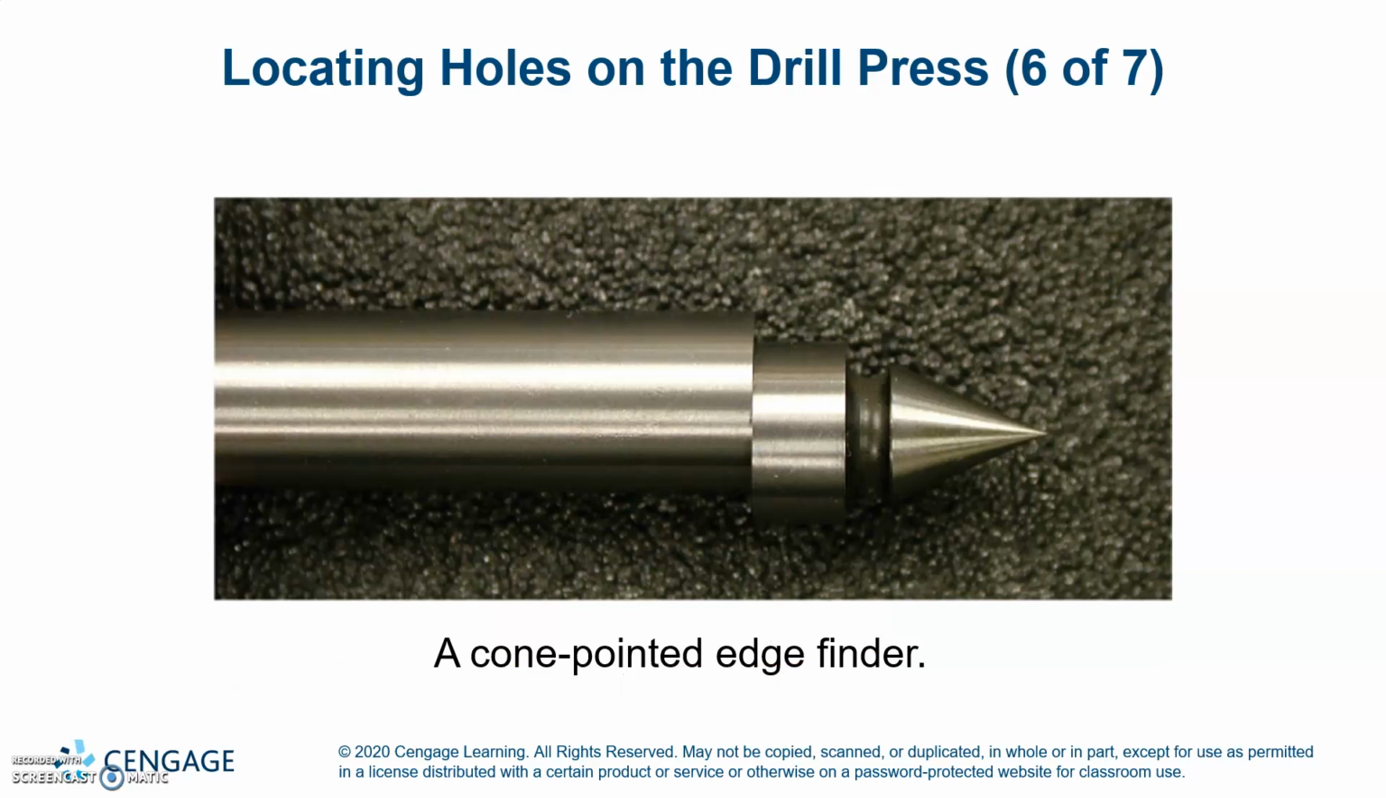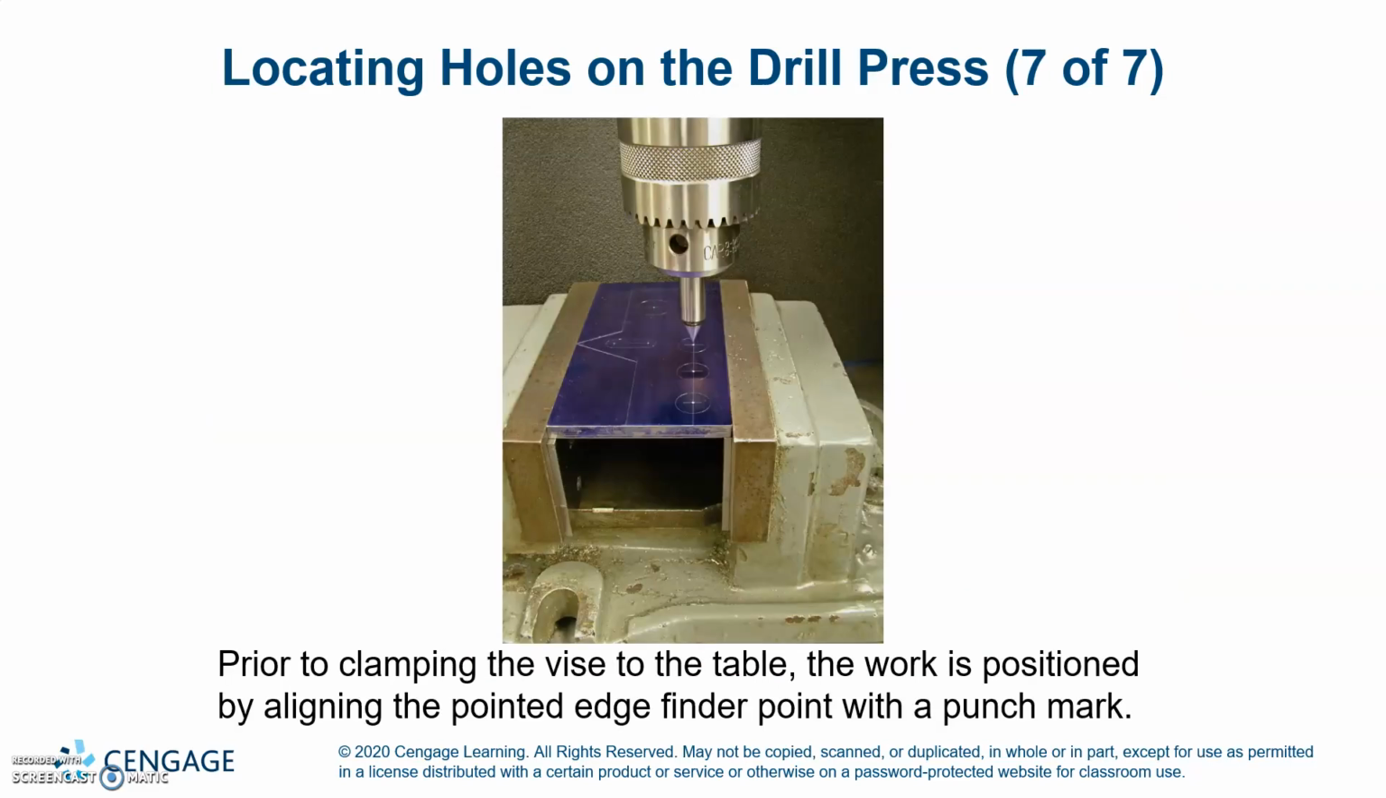This is a cone pointed edge finder. Prior to clamping the vise to the table, the work is positioned by aligning the pointed edge finder point to the punch mark.